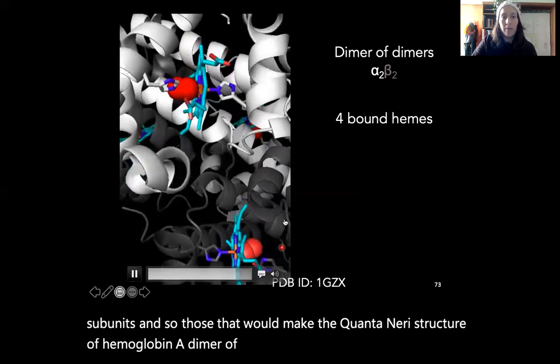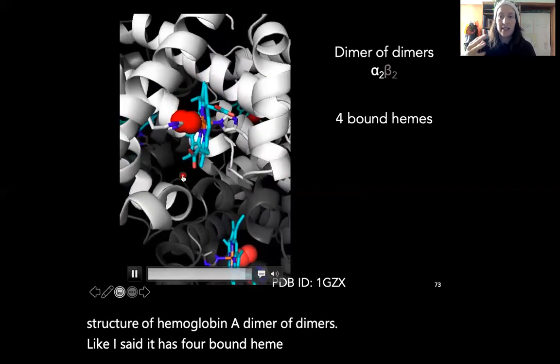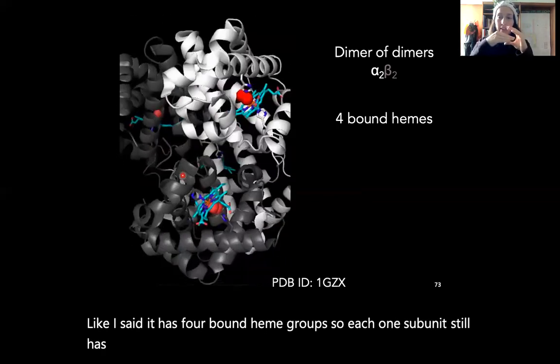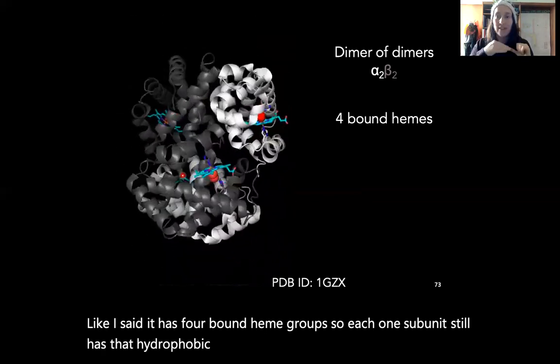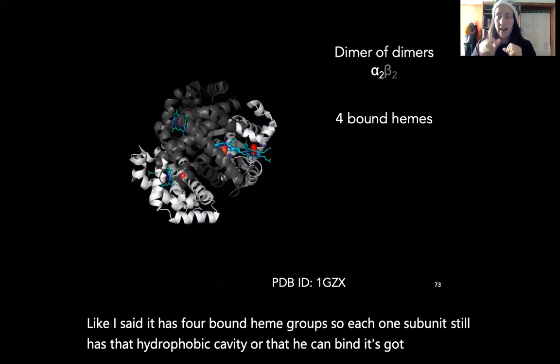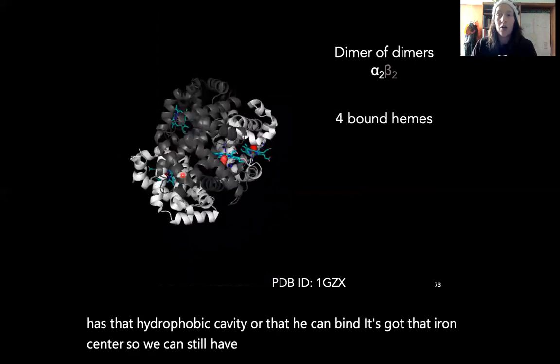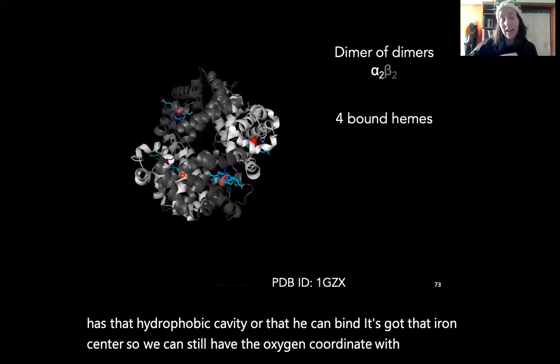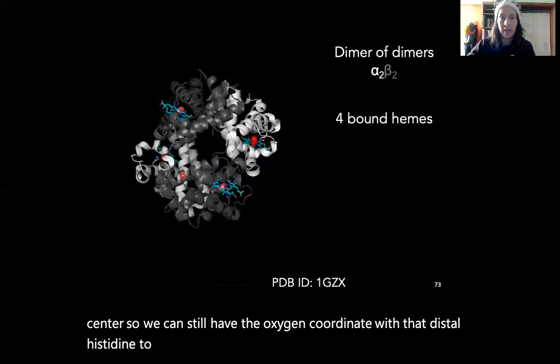Like I said, it has 4 bound heme groups, so each subunit still has that hydrophobic cavity where that heme can bind. It's got that iron center, so we can still have the oxygen coordinate with that distal histidine to the iron center, okay?